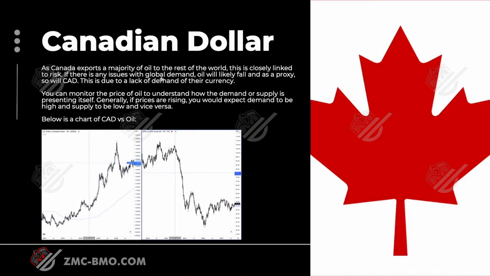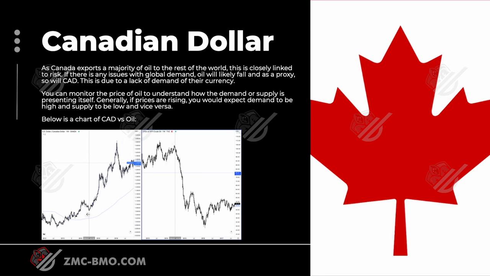So let's start off with the risk on currency, the Canadian dollar. As Canada exports a majority of its oil to the rest of the world, this is closely linked to risk. If there are any issues with global demand, oil will likely fall, and as a proxy, so will CAD. This is due to a lack of demand for their currency. You can monitor the price of oil to understand how demand and supply are presenting themselves. Generally, if prices are rising, you would expect demand to be high and supply to be low, and vice versa. So below is a chart of CAD, which is this, and a chart of oil.